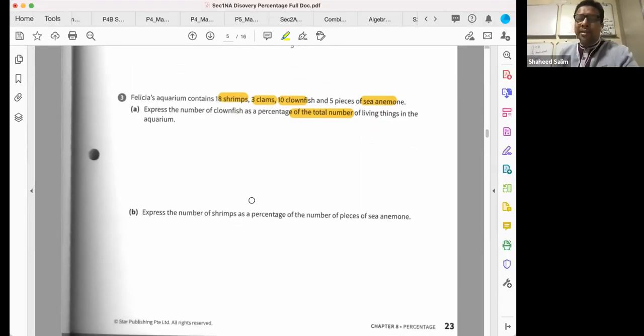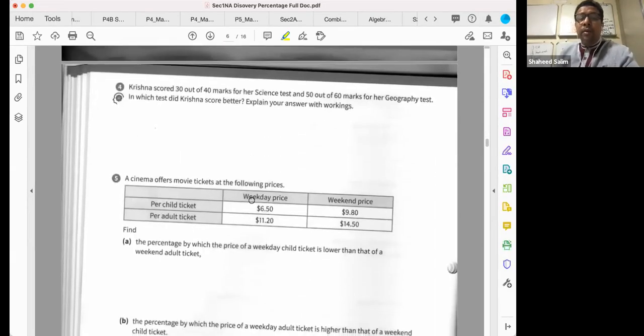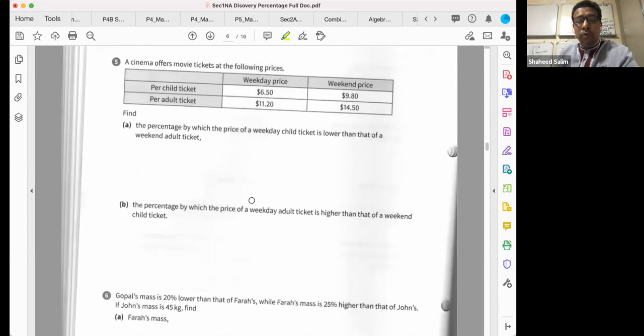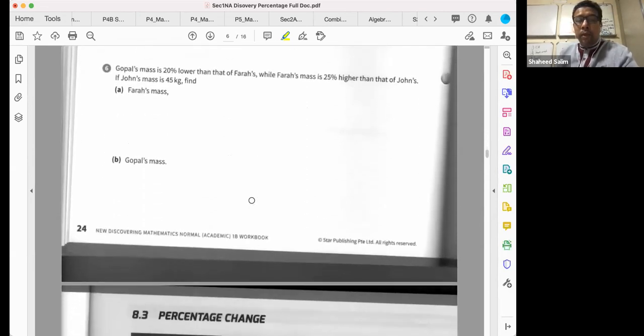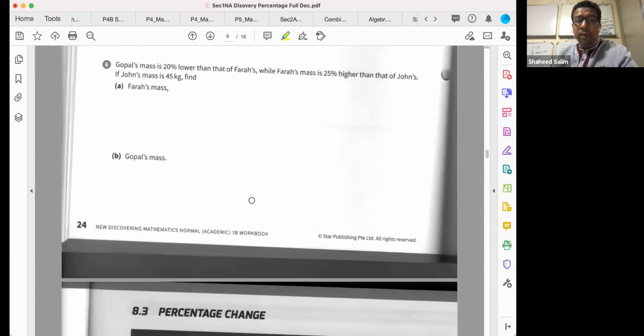Some of you say, yeah, HDB is still very far. I'm not going to get married now. Yeah, maybe. We move on to the next one. Okay, now we are dealing with Gopal's mess. Go.